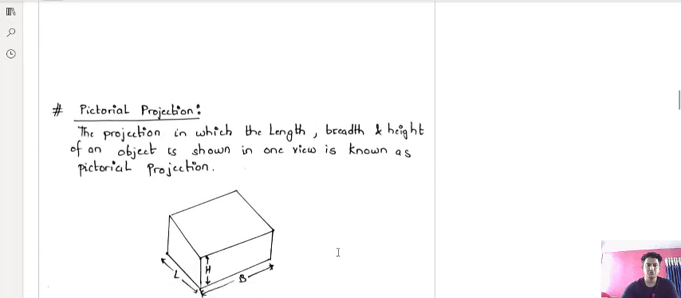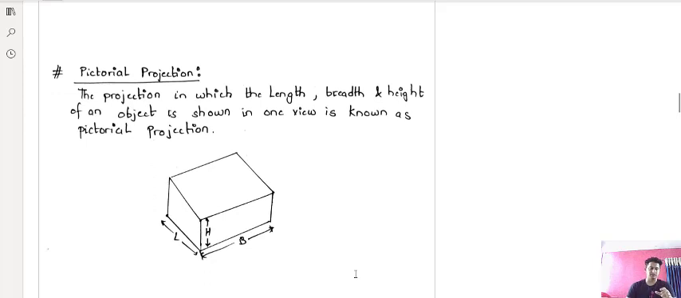Now comes pictorial projection. What is pictorial projection? Pictorial projection is the projection in which the length, breadth, and height of any object are viewed in the drawing. Okay. The projection in which the length, breadth, and height of an object are shown in one view. So this is one view in which the length, height, and breadth of the object are seen. This type of drawing or view is known as pictorial projection.